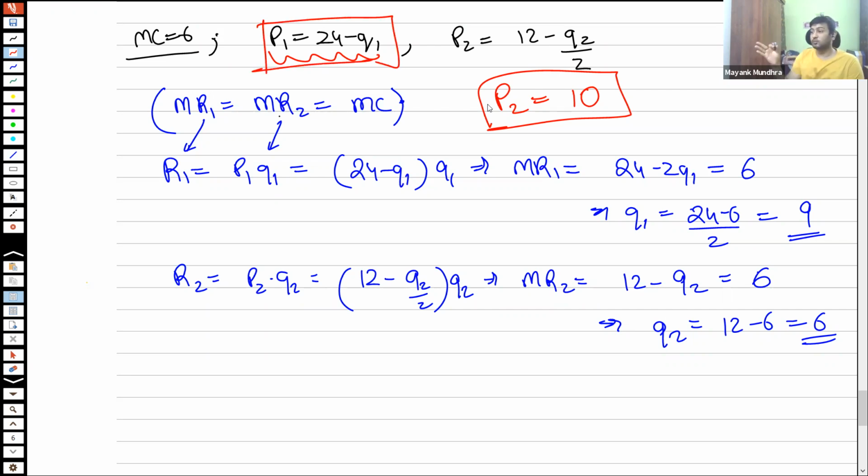So right now P1 is 24 minus Q1. In market 1, this guy is a monopolist. But in market 2, he's competing with other firms. So the price in market 2 is straight up 10. So what's going to be the relationship of Q1 and Q2? In this case, I want you to find Q1 and Q2. Remember, everything is hidden in this one equation.